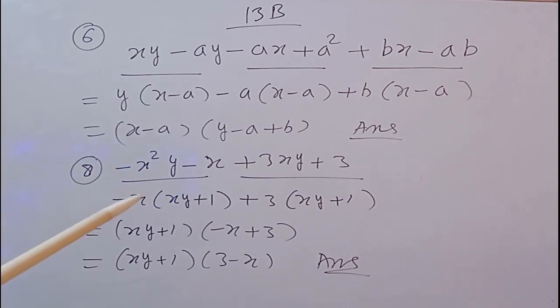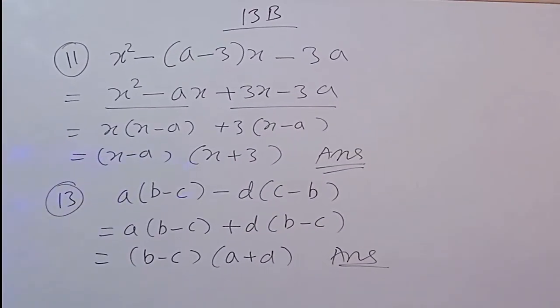We are getting xy plus 1. Now from the second step, whenever we see xy plus 1 in both terms, take the xy plus 1 common outside. Inside the bracket we are getting minus x plus 3. Change this minus x plus 3 into 3 minus x. So we are getting the answer xy plus 1 and 3 minus x. So in that manner you will solve question number 6 and 8.